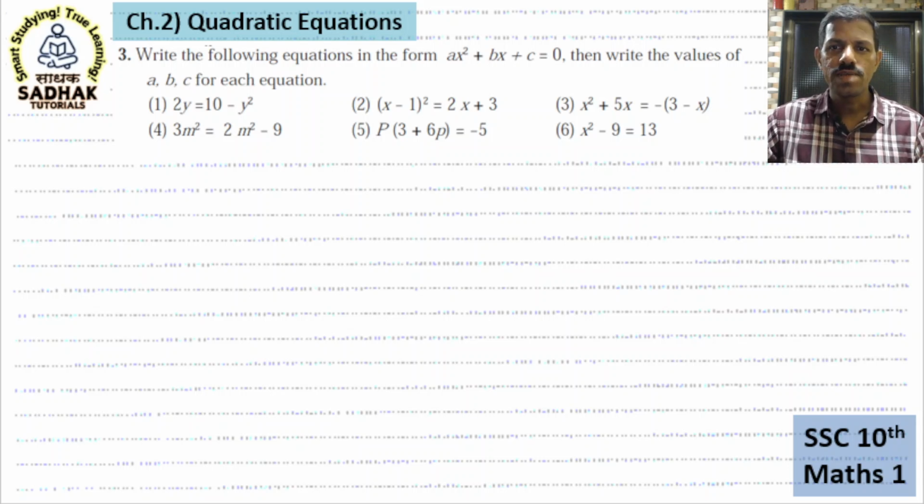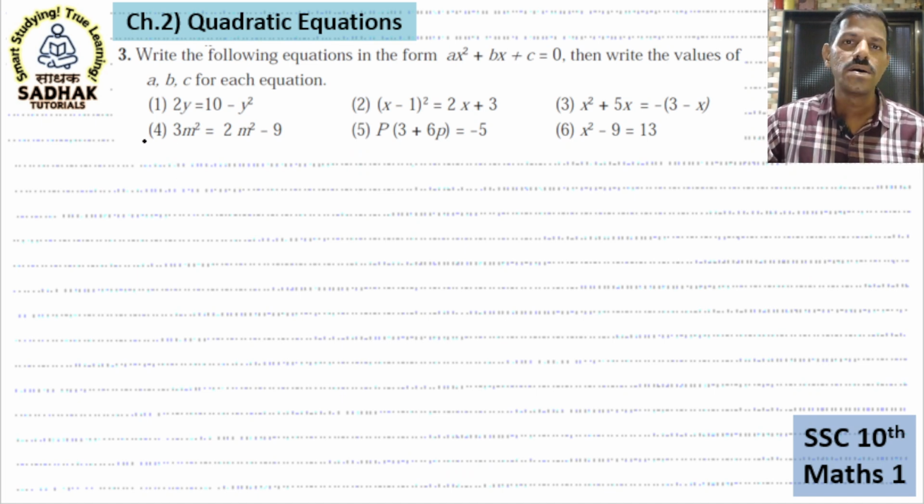Okay, now we are starting with the third sum of practice set 2.1 from 10th standard maths 1, that is algebra. The name of the chapter is quadratic equation. Okay, chalo, in this sum number 3 we have to write the given equations in the standard form, that is the general form, ax square plus bx plus c is equal to 0, and then we have to write the values of a, b and c for each equation.